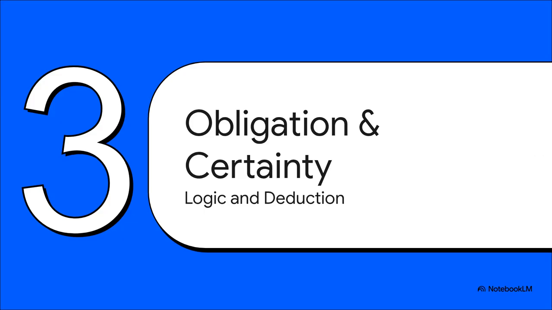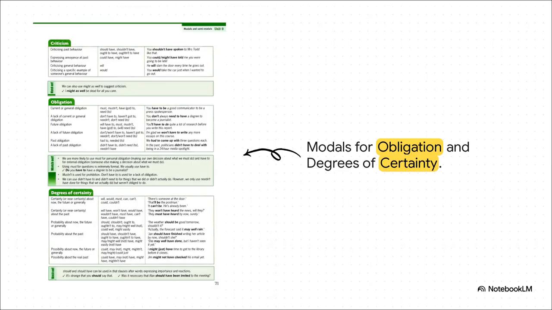All right, moving on from the social stuff. Modals are also the language of logic. They're how we talk about rules, things that are absolutely necessary, and how we make educated guesses about the world around us. So here, we see verbs that deal with obligation, like must and have to, and then all the words we use to show just how sure we are about something, from a complete shot in the dark to something we're totally convinced of.